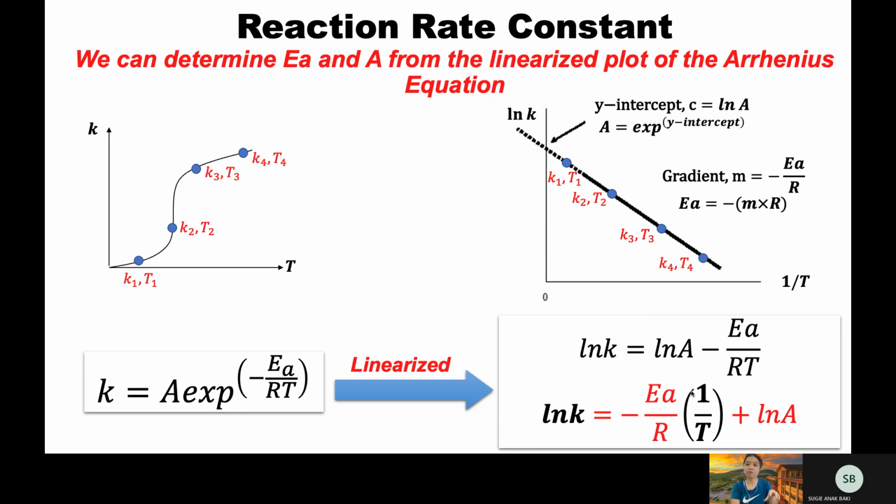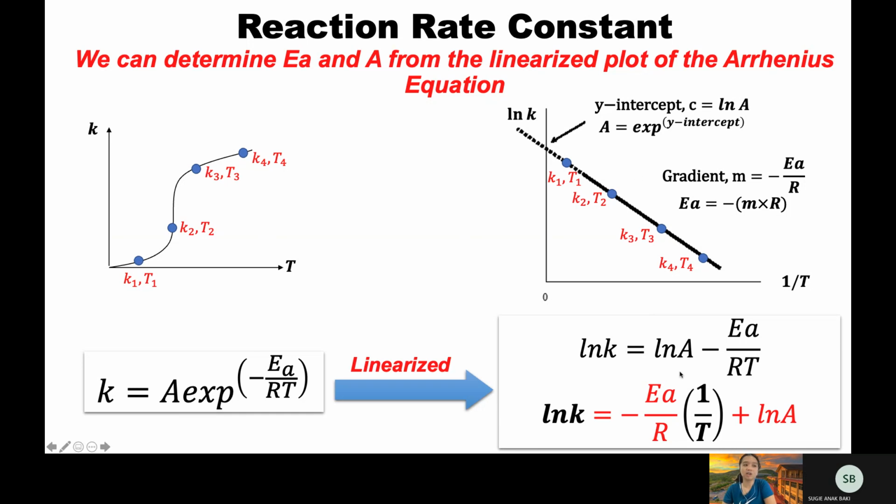So tadi K1 T1, now jadi ln K1, 1 per T1. K2 T2 jadi ln K2, 1 per T2. 2 point. So on and so forth. So you have 4 points tadi kan? Okay, so we plot the point. So when you plot the point, you will definitely get a straight line, sebab equation dia dah linear. Your plot, bila kamu plot, you will get a straight line. So then, apakah implication dia? Because kita kata kita nak cari EA dan A, kita nak cari EA dan A kan?